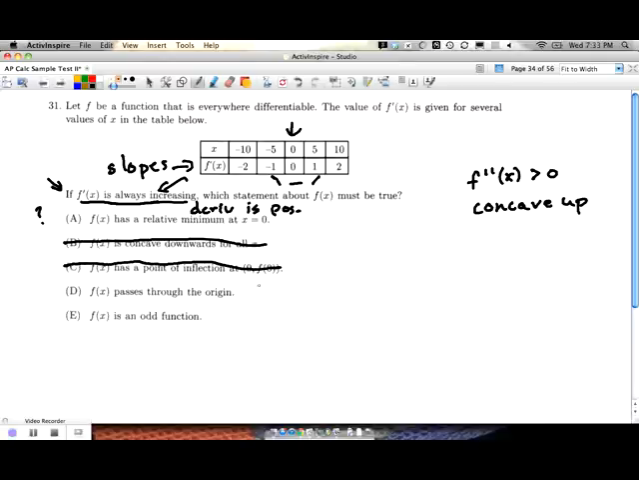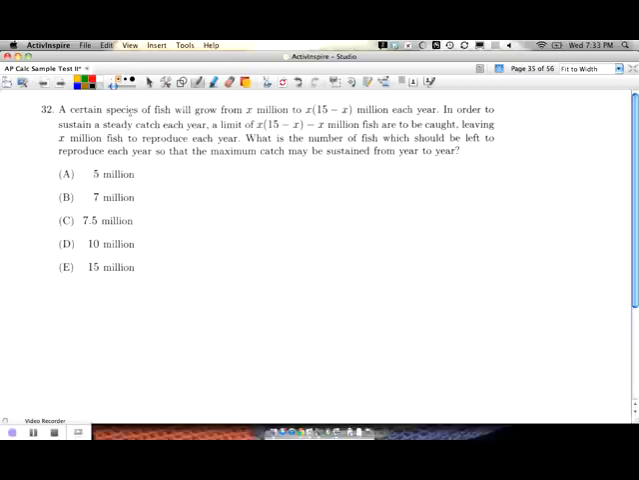f of x passes through the origin. Well, actually we don't know. We have no idea. There's no way to tell because we don't know anything about the original function. We just know about its slopes. f of x is an odd function. Again, we need the original function for either D or E to be able to be figured out. So it must be A. The answer is A. Moving on, number 32.